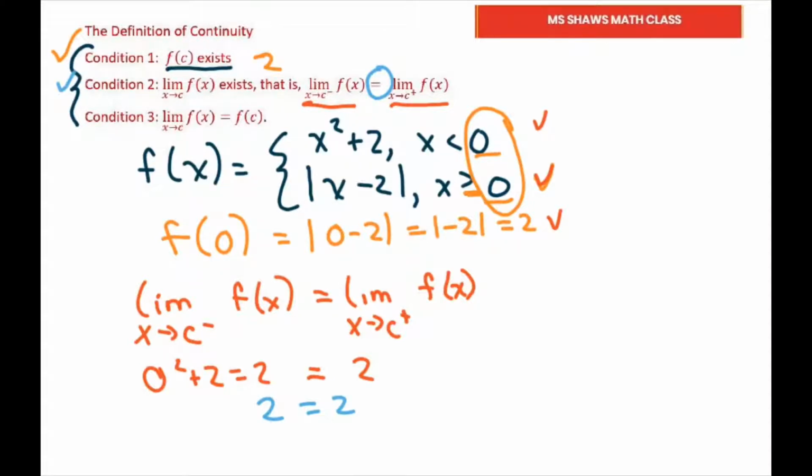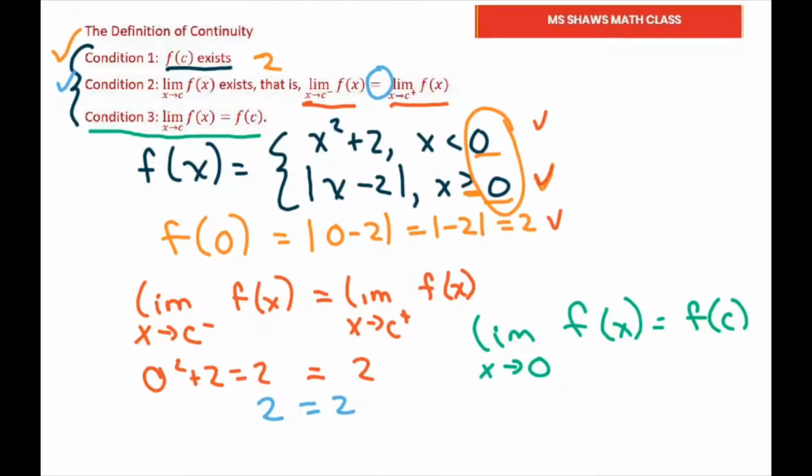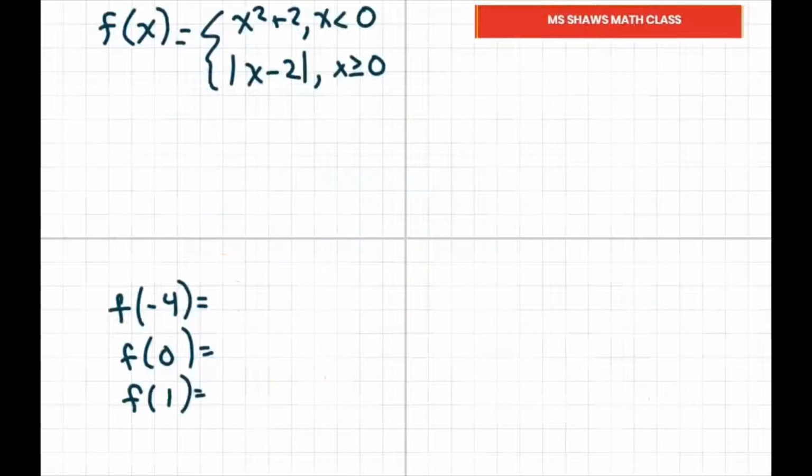Now condition 3 just means that the limit as x approaches c, which is 0 for us, of our function, equals f of c. So the limit we just did is 2, and f of c is 2. That means this function is continuous. All right, so let's graph it.